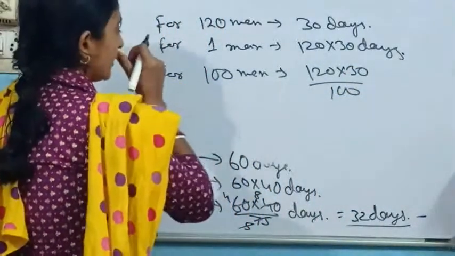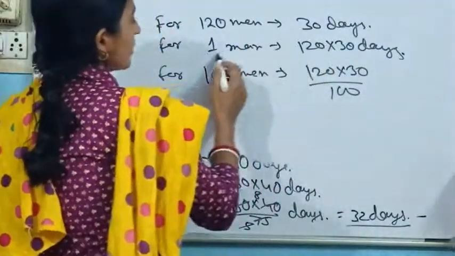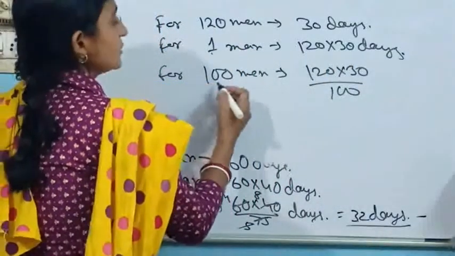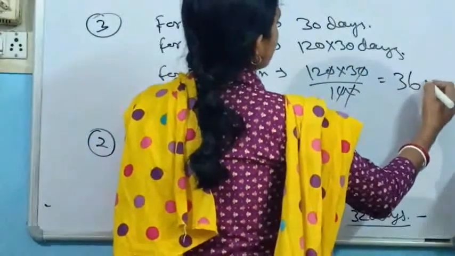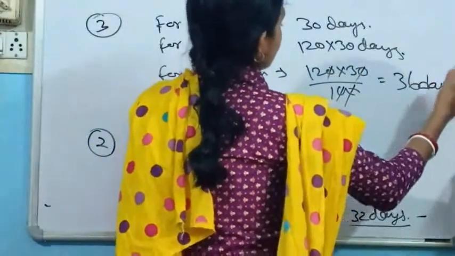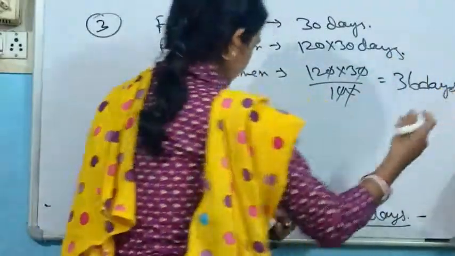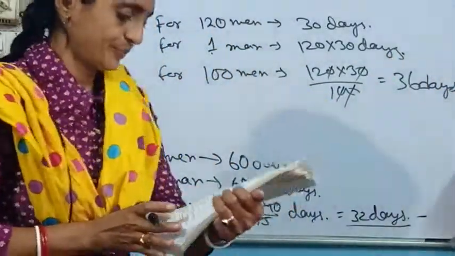So what will you get? How many days will it run for one man? Definitely it will be less for the 100 men. So let's cancel. So it will be 36 days. Okay, now come to the next question.